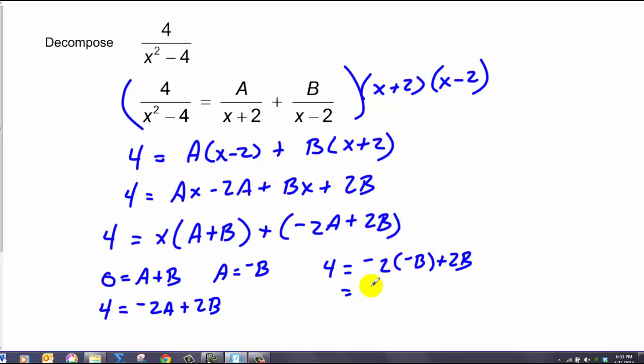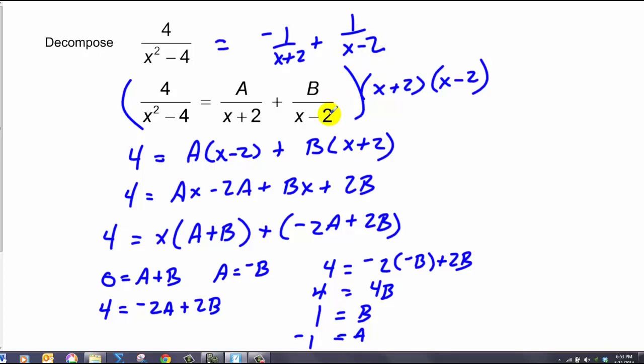Therefore, I have 4b equaling 4 and b equaling 1. We know that a plus b is equal to 0, so a equals negative 1. And therefore, I can go ahead and decompose this now to negative 1 over x plus 2 plus 1 over x minus 2. So those were a couple examples where I had linear factors of my denominator, and none of those linear factors repeated.